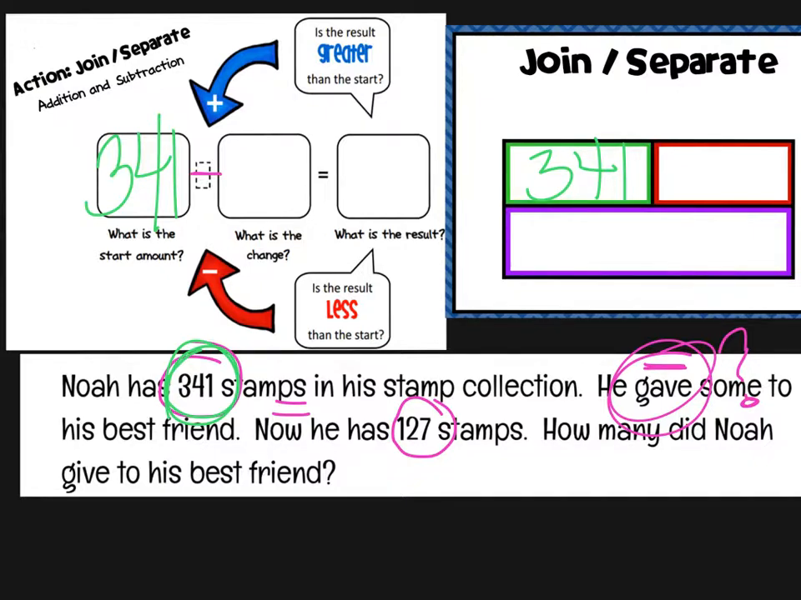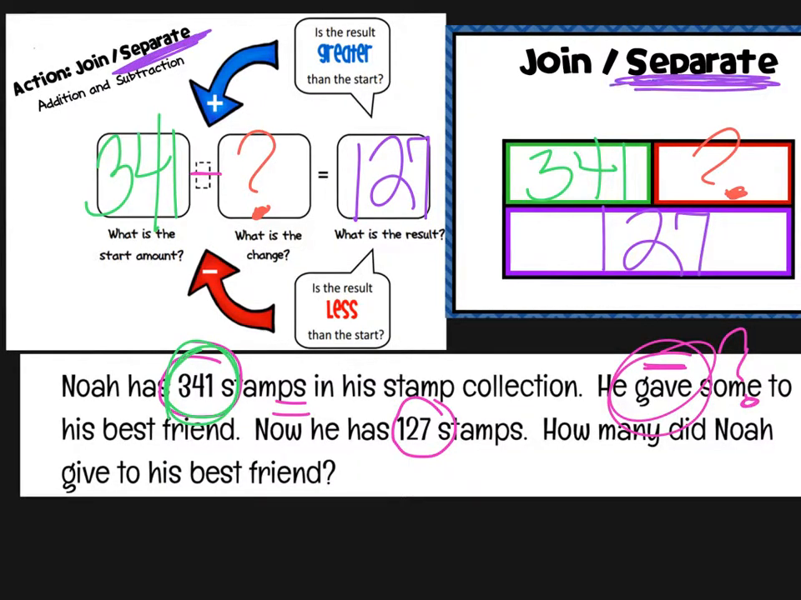And we discovered that the some was our unknown. That's where we put our question mark. So our change box, we have to put a question mark. So we put it there. We need to put it here as well. Keep going to his best friend. And now he has, oh, there is my equal sign. So now he has 127. I know that that is my result. So I will put them in both boxes. So taking a look at what I have, I know that I'm doing a subtraction, a separate problem. And I have a start and I have a result. So which unknown problem is this?